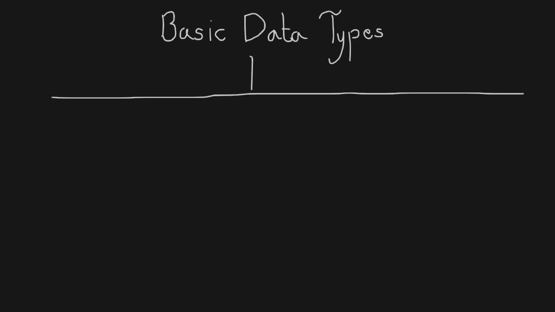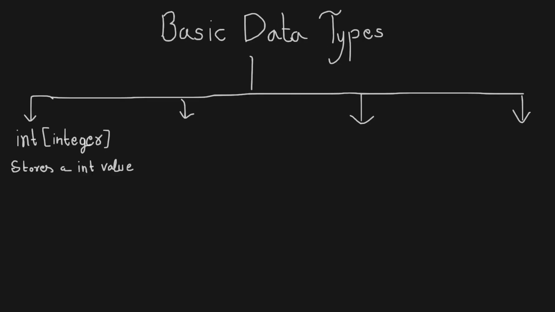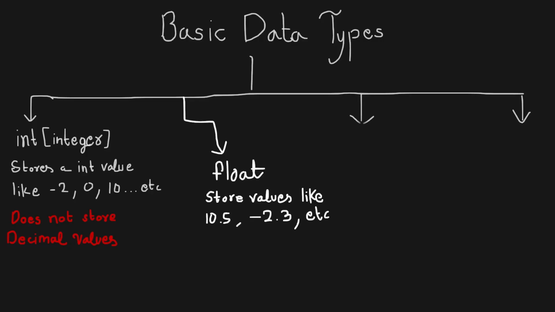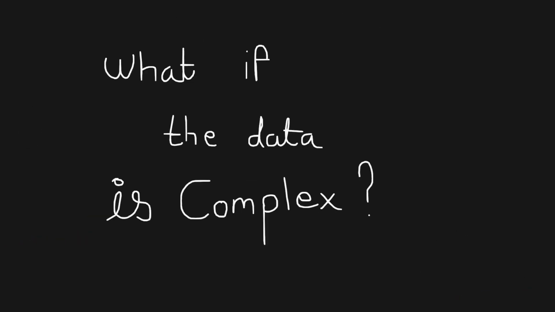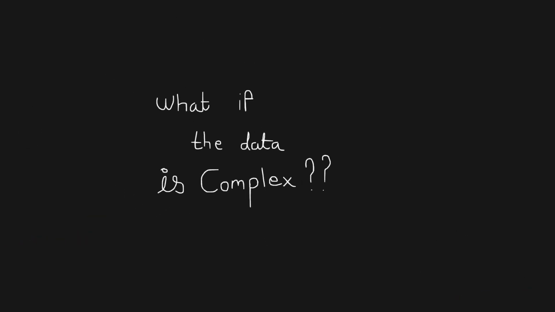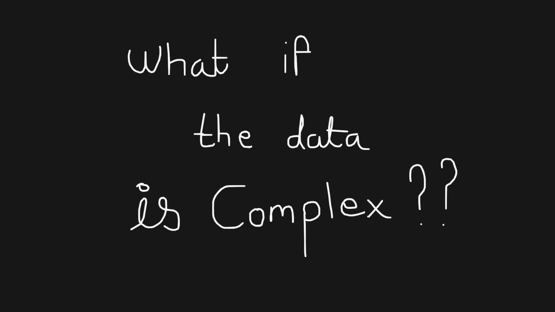Now that you know about the basic data types in Python, like you can store a number inside an integer, a decimal number inside a float, a true or false value inside a boolean, and a sentence, characters, alphabetic or numbers inside a string. So now, what if the data that we are trying to store or work with is not as simple as this?